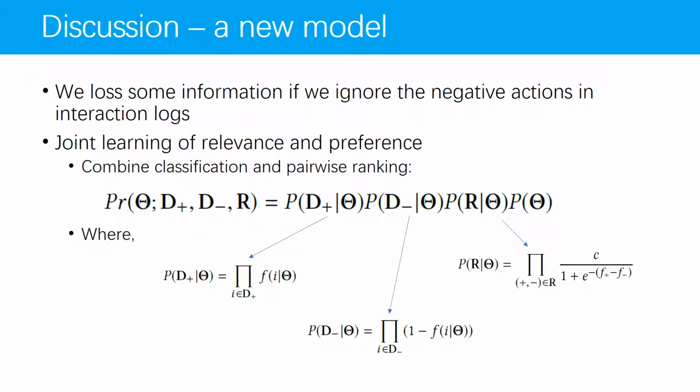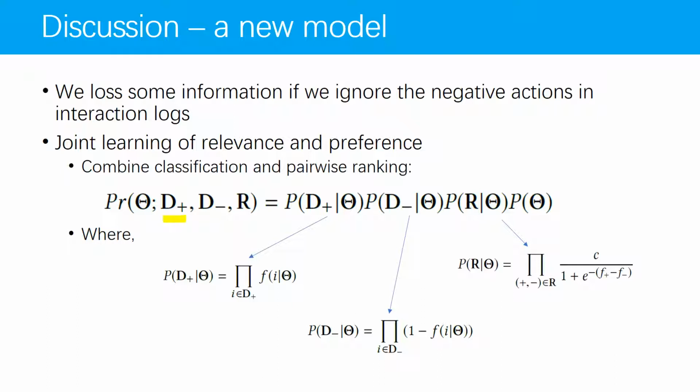Up to now, we only use random sampling for negative instances. However, if we totally ignore the negative activities in the users' logs, we are surely losing some important preference information. So we hope we can use the negative activities as much as possible. We propose a new model which jointly learns to classify and rank. Through classification, we hope to learn the relevance between the user and items. And through ranking, we hope to learn the user's preference.